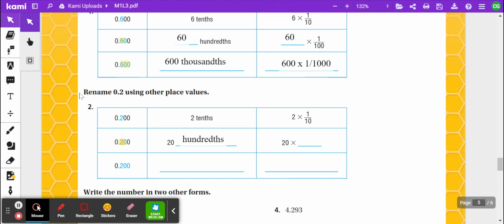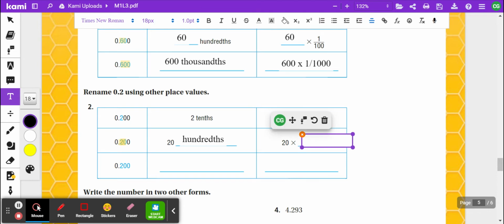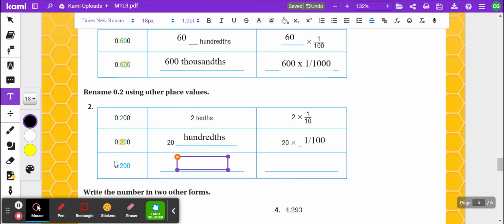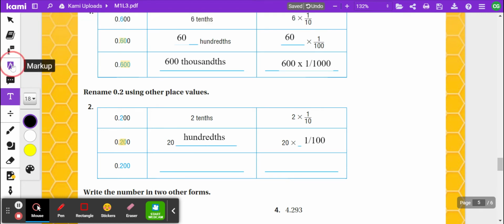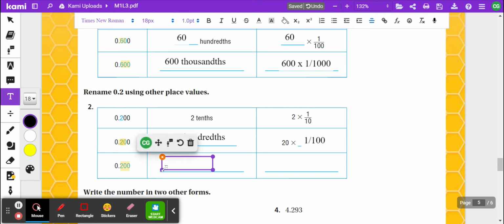Let me do this one. Here we go. 1/100. Very good, because it's hundredths. Let's look at this last one. I'm going to go ahead and highlight all of the numbers or the digits in the blue. So I have 200. The last digit is in the thousandths, so it's 200 thousandths.